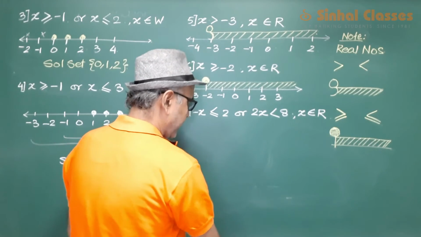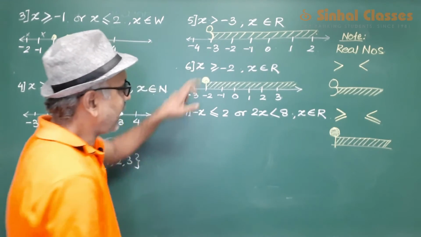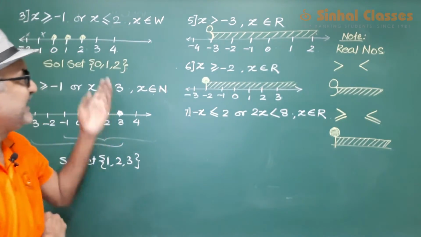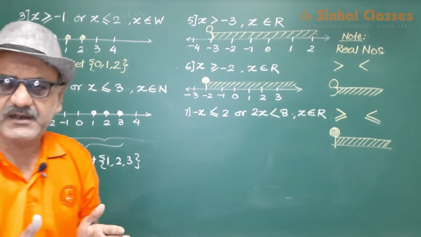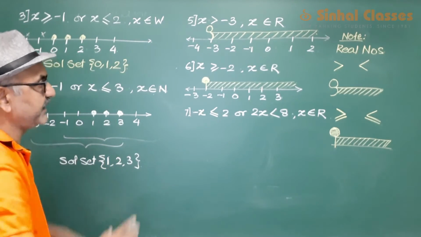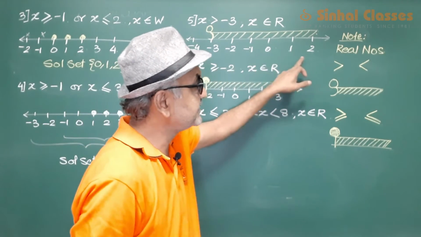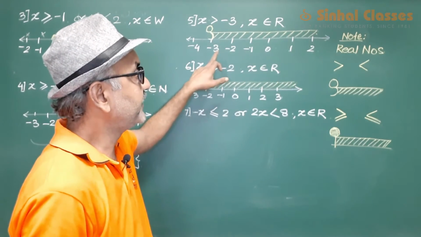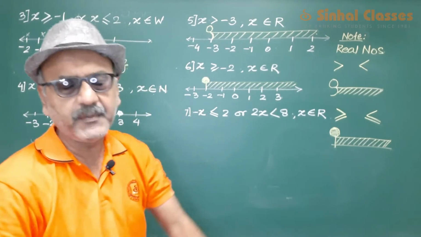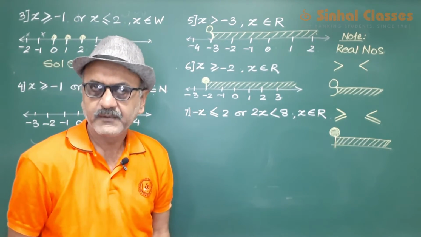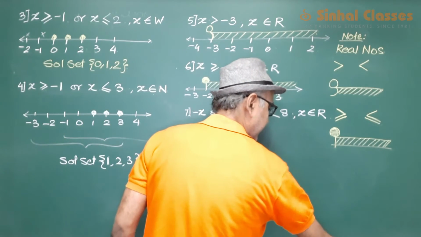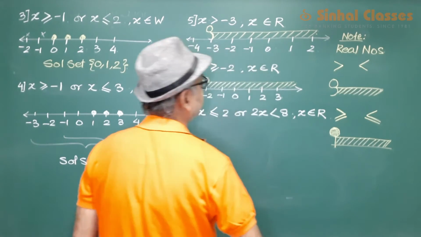Now, how do you write the solution set of this question number 5? In these solution sets, you had specific numbers. You could have easily written the solution set as 0, 1, 2 or 1, 2, 3. But here, writing the solution set becomes a difficulty. Why? Because between -3 and infinity, there are numbers which you cannot count. So how do you write the solution set? Now, the method of writing the solution set here is different.